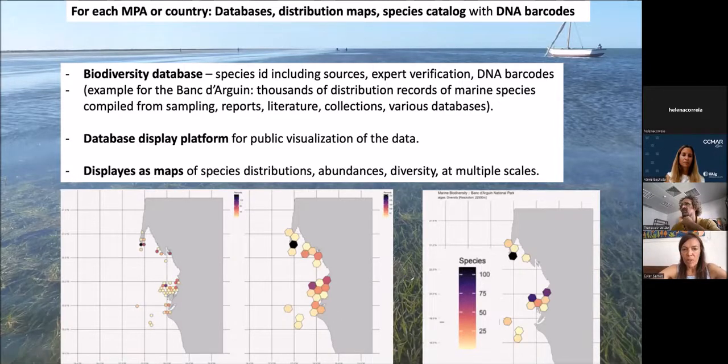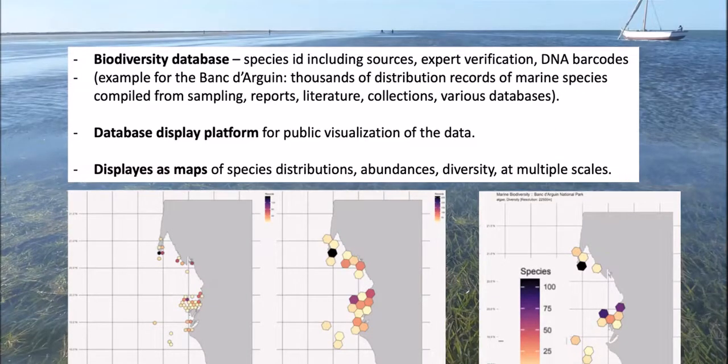We have developed a biodiversity database where we include the species identifications with all the dates and geographic locations of all the records of species, the sources of the identifications, the expert verification, and DNA barcodes. In this case, we have thousands of distribution records that already existed and are now being compiled and organized so that they can all be integrated and result in outcomes. Some of the automatic outcomes have been programmed in this database so that the general public and managers can look at the information and easily access it and apply it for their goals.